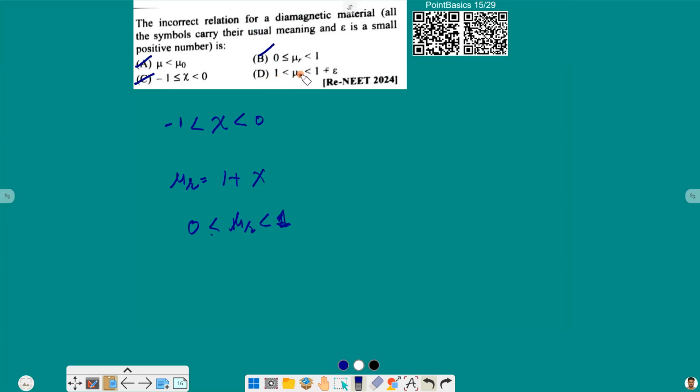Option D, where mu r is greater than 1. As mentioned in the question, epsilon is small positive number, so if we add something into 1, it will be greater than 1. And so this option D will be the wrong one here, or option D is the right answer. Let's move to the next one.